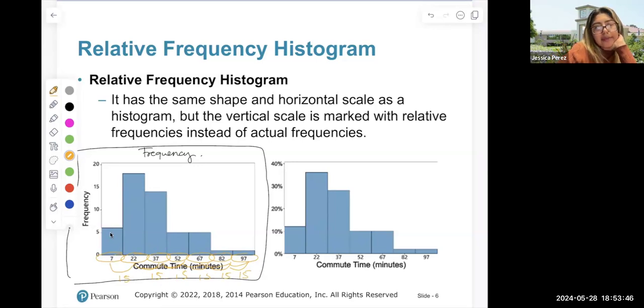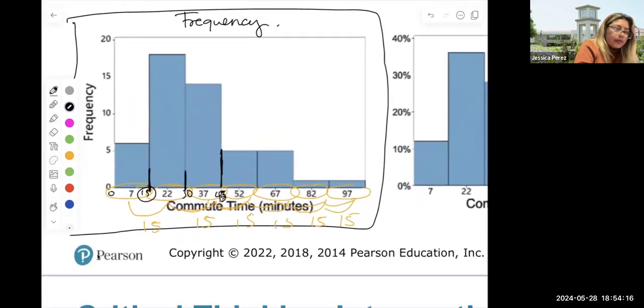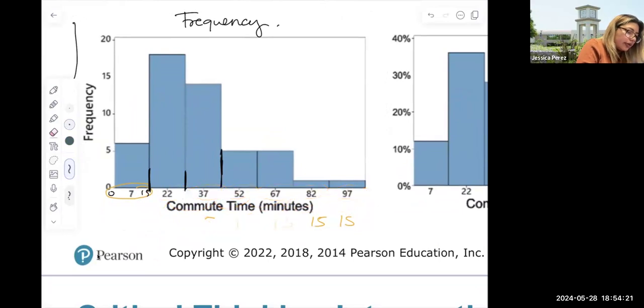Why are they putting the 7? Because that's just the number that they have here. So in reality, this is from 0 through 15, and then from 15, then we have our 30, and then we will have our 45. Do you see the ones in the middle here? Let me zoom in. Those are where the lines are. Those are your class sizes.